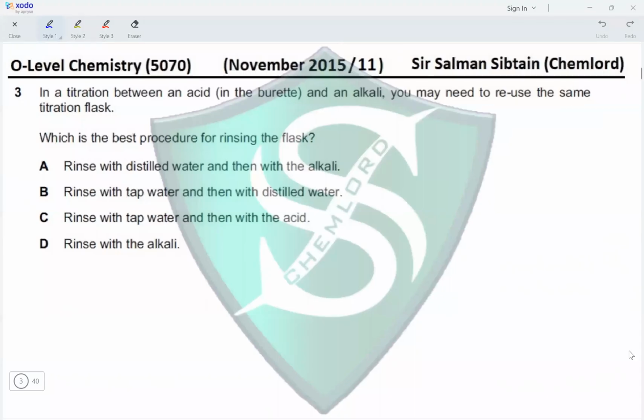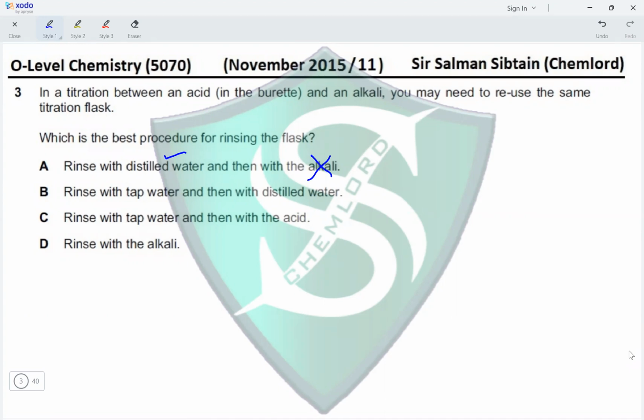Question 3. In a titration between an acid in the burette and an alkali, you may need to reuse the same titration flask, or it is also called a conical flask. Which is the best procedure for rinsing the flask? Rinse with distilled water and then with the alkali. Okay, rinsing with distilled water is correct, but rinsing with the alkali is incorrect because in a titration experiment, neutralization takes place, which is the reaction of acid with base.